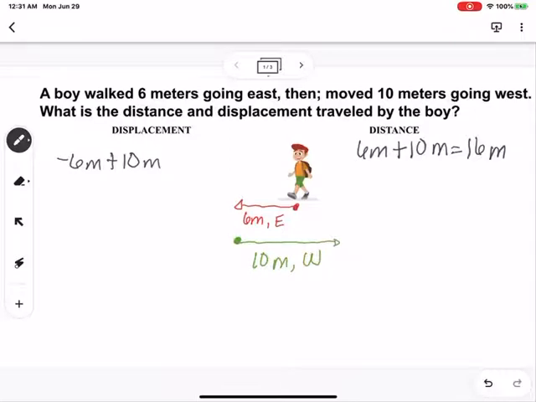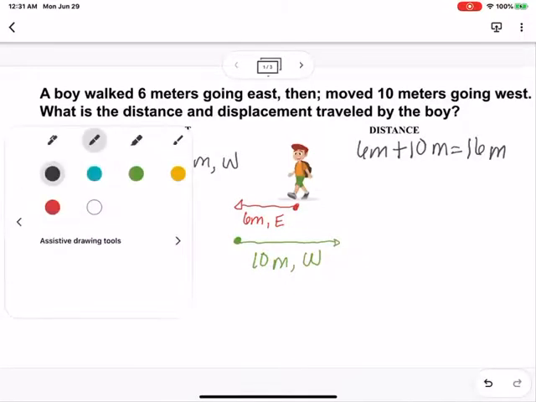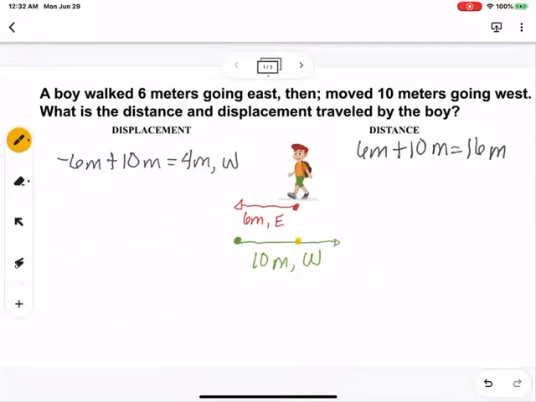So now you have -6 plus 10. That will give you +4 meters, and the direction is west because we follow the value of the higher sign. So displacement is the distance from the point of origin. So this is the point of origin, and then this is the end point. So displacement is the shortest distance from the point of origin up to the end point. In this case, you have 4 meters going west.